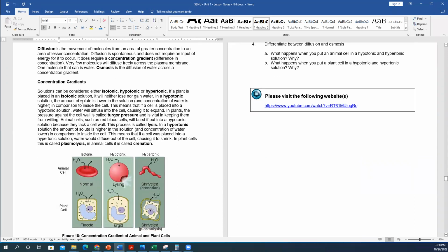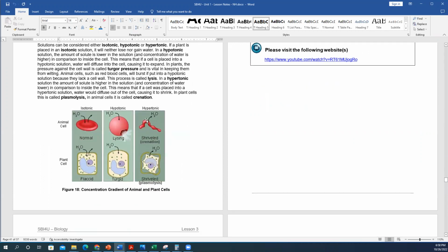different types of solution depending on how much solute was in the solution, whether it would be an isotonic, hypotonic, or hypertonic type of solution, and the effect that it might have if a normal cell was placed in this type of solution. In an isotonic solution, it would be quite happy.